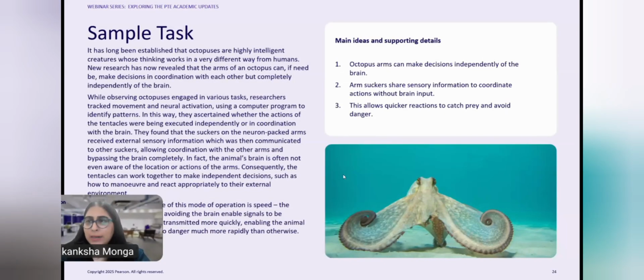Right. So if you're using a word like sea creatures instead of marine creatures, that's all right because it's showing paraphrasing. So it's not an additional piece of information. You're not adding anything new. You're simply paraphrasing. You're showing your understanding that you know what marine or sea creature means. That's all right. And then we've got supporting details as to what parts they use to make these decisions and how they coordinate this sensory information without any brain input.